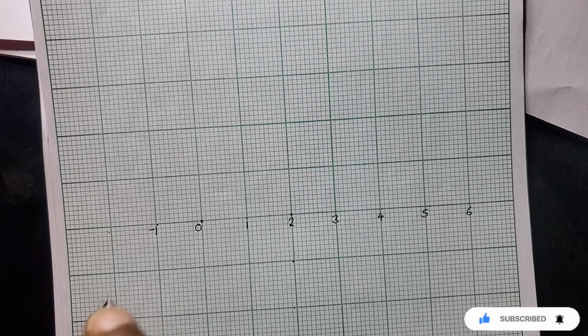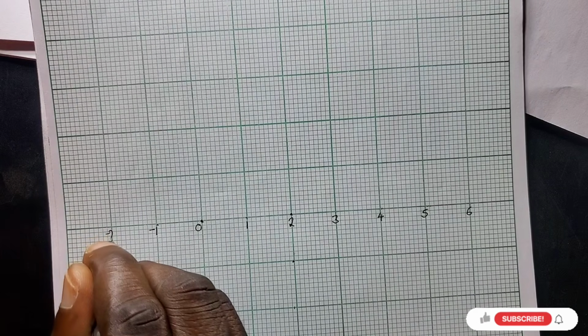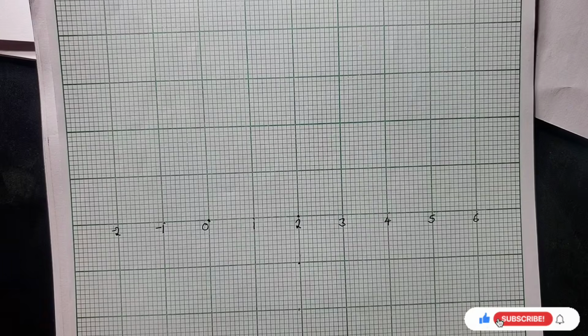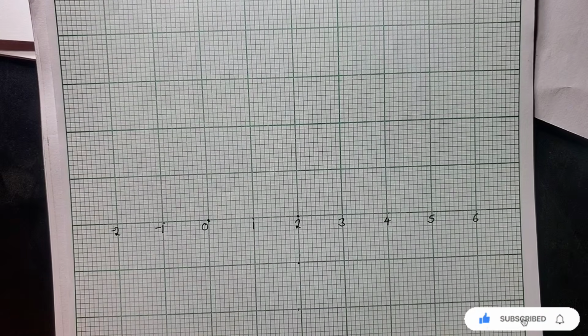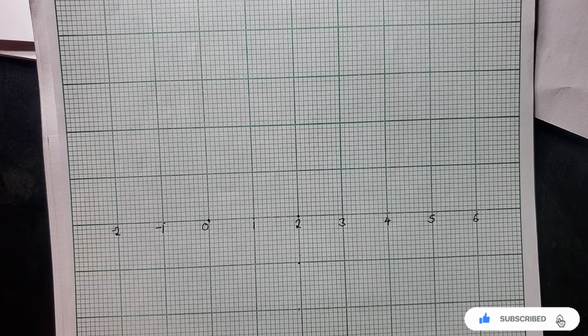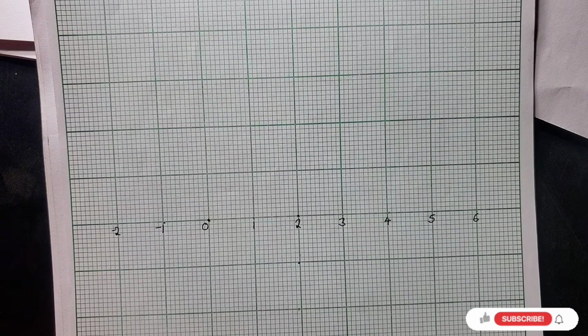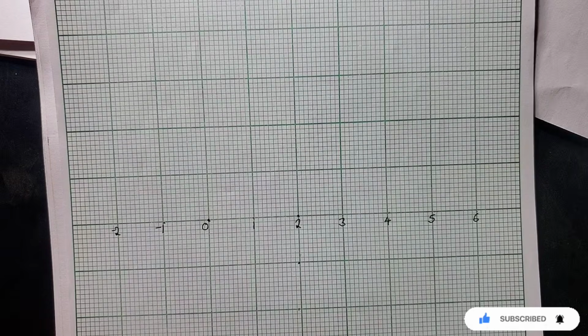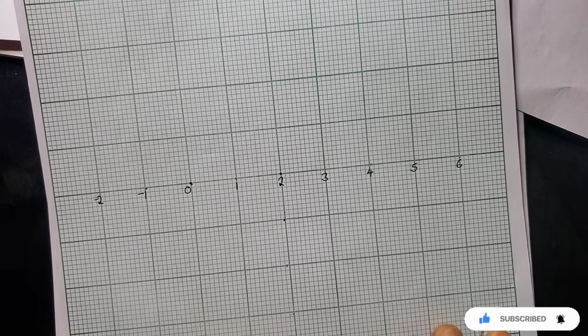I hope you can see. Negative 2. Guys, do not use a pencil on the graph. I'm using a pen so that it is visible to you. When you make a mistake, if you use a pen, they no longer give separate graph papers. The graph papers are supposed to be just there in the question paper.